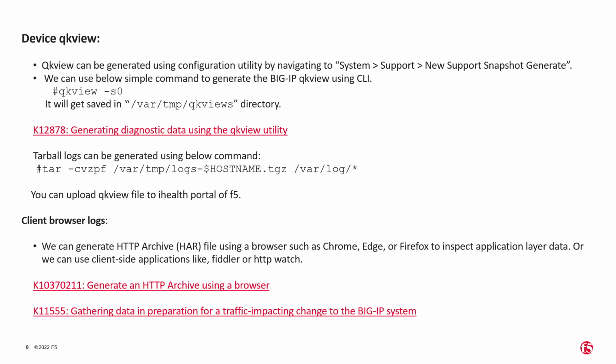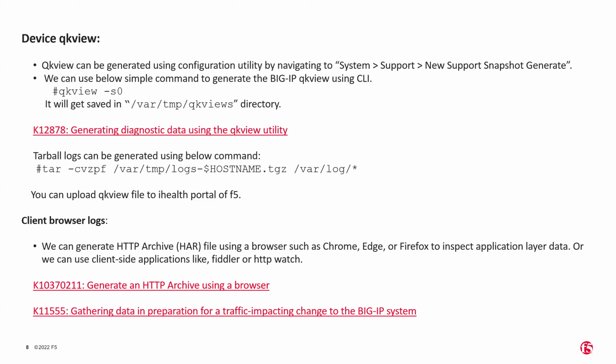behaving. So you can generate it from the configuration utility by navigating to System, Support, New Support Snapshot. There you have an option to generate it. Once it's generated, you will have an option to download it there itself. Else, if the device has internet connectivity, you have an option to upload it to iHealth directly. Else you can download it and, using your credentials, upload it to the iHealth portal or the secure file portal to pass it to us.